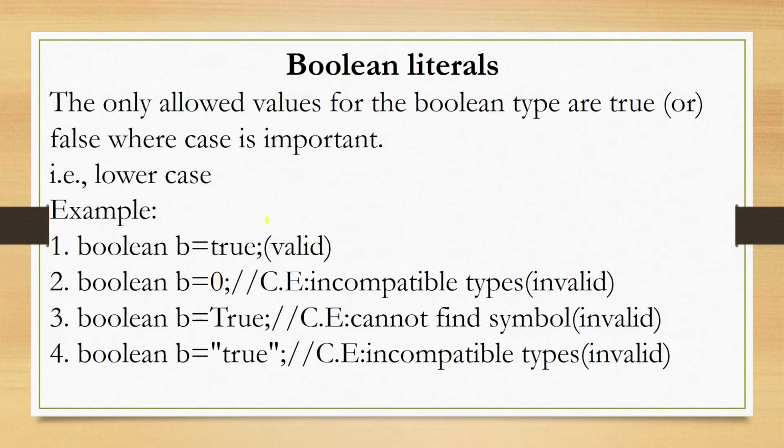So let's move on. So now let us understand Boolean literals. The only allowed values for Boolean variables are true and false, where case is important. These are always lowercase, both true and false. So let's see an example. Here boolean b equal to true, and true is all in lowercase, so it is perfectly valid and we would not get an error.